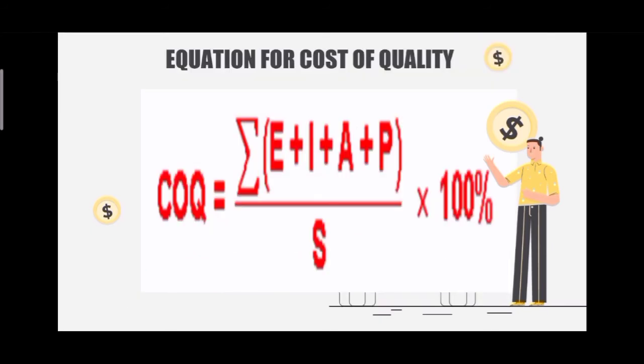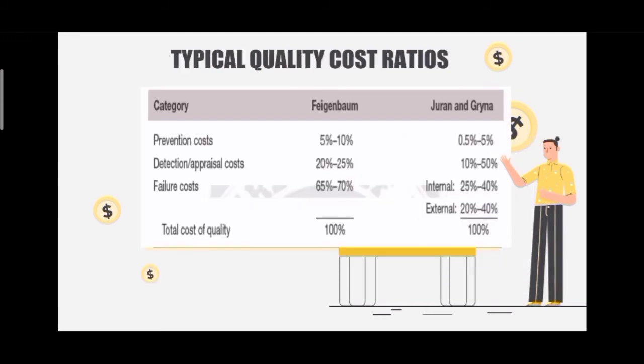And now we have the equation for cost of quality. So to solve the cost of quality, we have to get the summation of the external failure plus internal failure plus appraisal plus prevention divided by sales and then times 100%. And now we have the typical quality cost ratios.